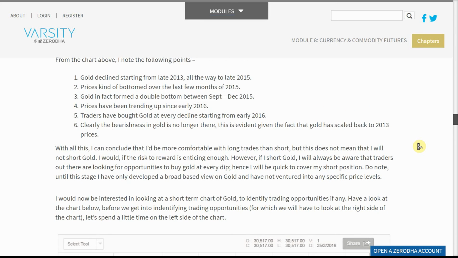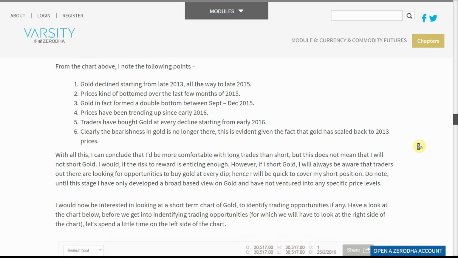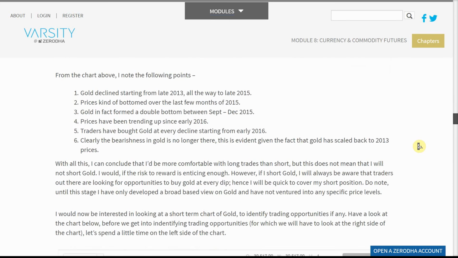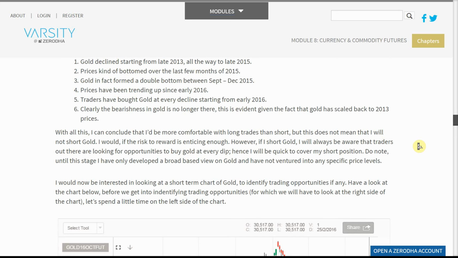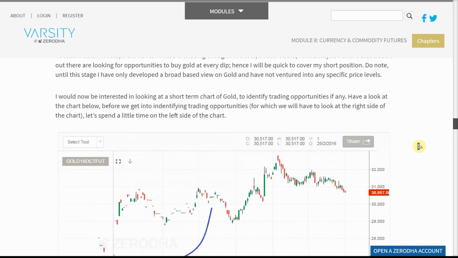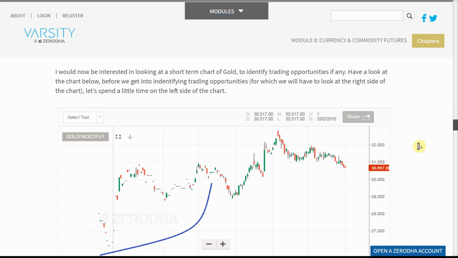However, if I short gold, I will always be aware that traders out there are looking for opportunities to buy gold at every dip. Hence I will be quick to cover my short position. To note, until this stage I have only developed a broad-based view on gold and have not ventured into any specific price levels. I would now be interested in looking at a short-term chart of gold to identify trading opportunities if any. Have a look at the chart below.